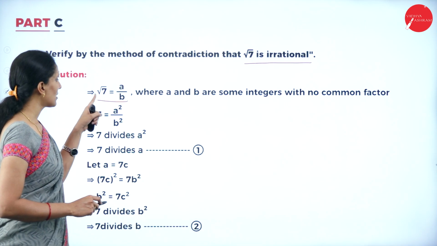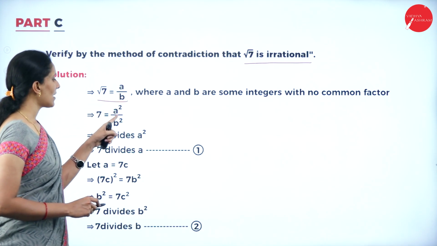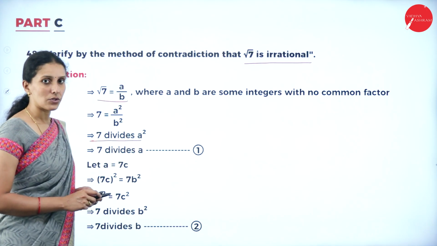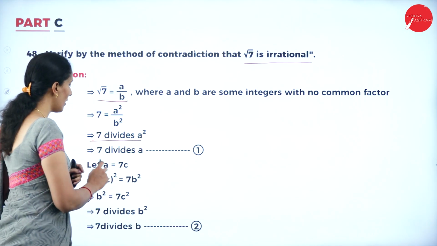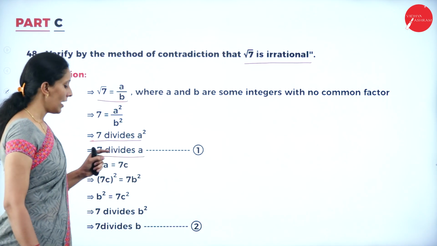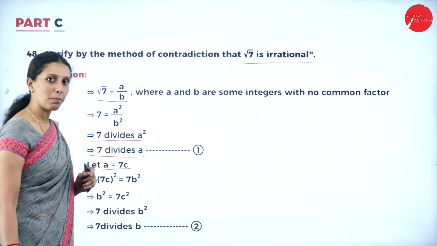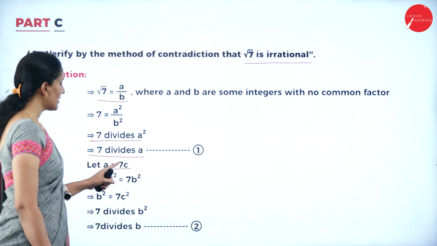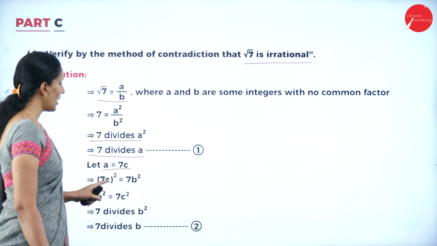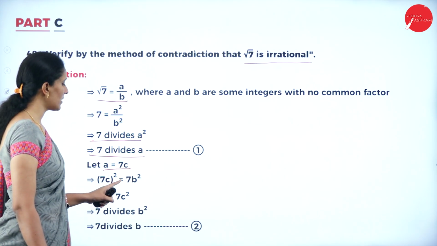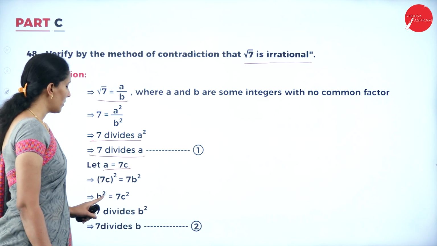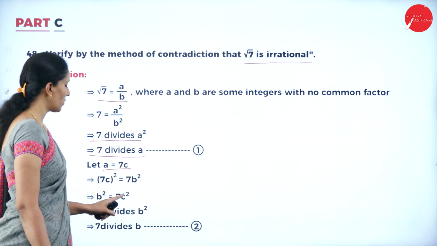If this is the case, if you square both sides, you will get 7 is equal to a square by b square. What does this mean? 7 divides a square. If 7 can divide a square, that means 7 divides a. Hence, a can be some multiple of 7. Let me take this as equation 1. Now, substitute a is equal to 7c here. Then it becomes 7c whole square is equal to 7b square. Then we can cancel 49 and 7, and we will get b square is equal to 7c square.